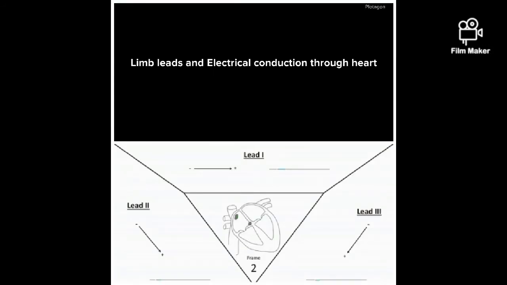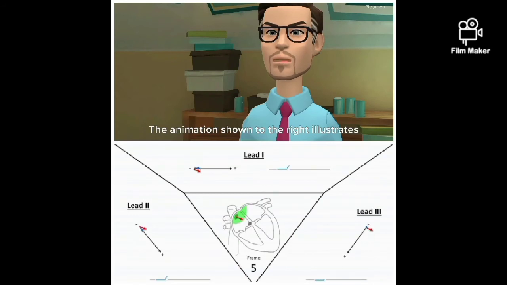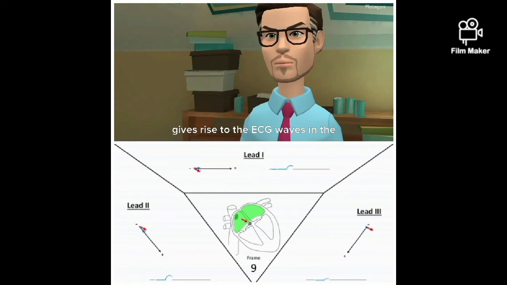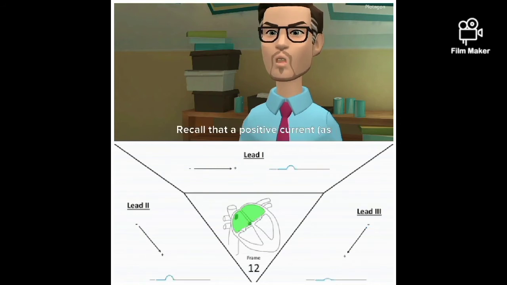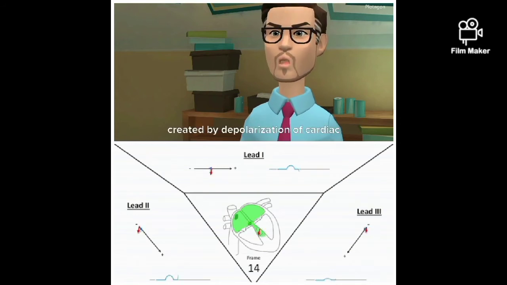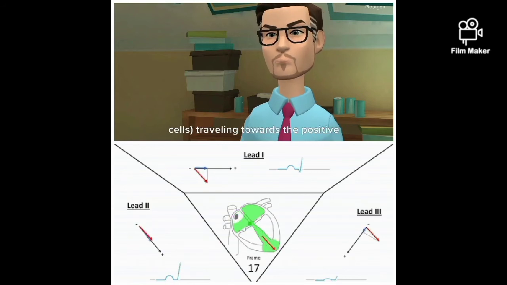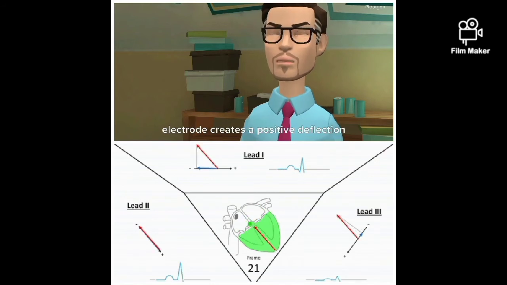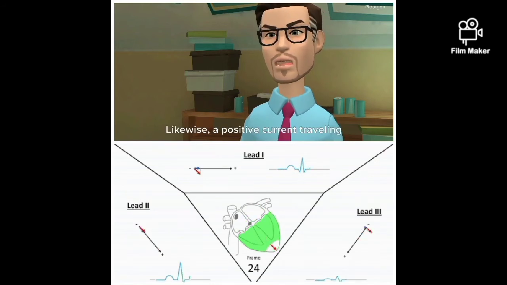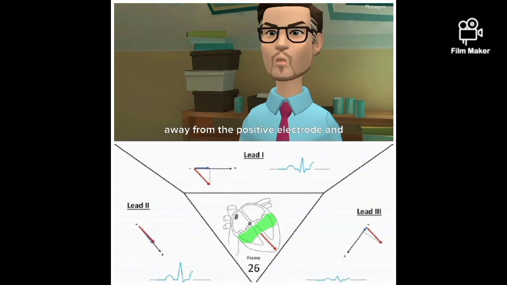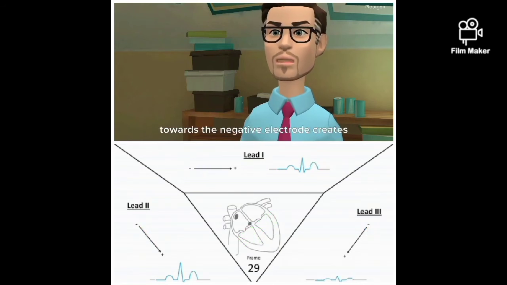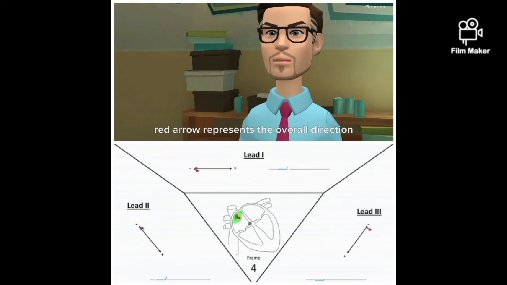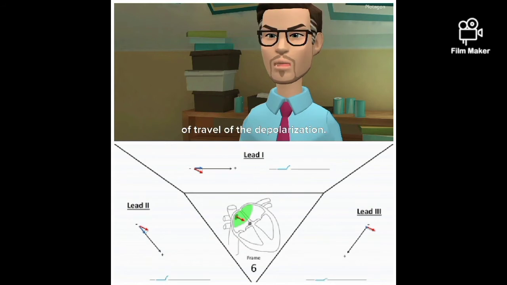Limb leads and electrical conduction through the heart. The animation shown to the right illustrates how the path of electrical conduction gives rise to the ECG waves in the limb leads. Recall that a positive current, as created by depolarization of cardiac cells, traveling towards the positive electrode and away from the negative electrode creates a positive deflection on the ECG. Likewise, a positive current traveling away from the positive electrode and towards the negative electrode creates a negative deflection on the ECG. The red arrow represents the overall direction of travel of the depolarization.